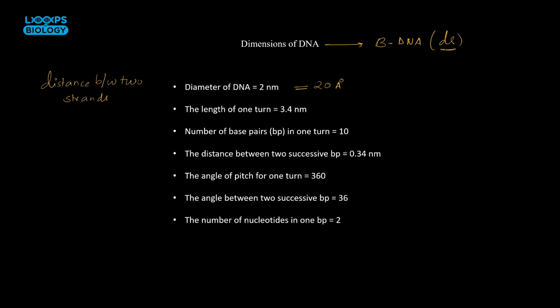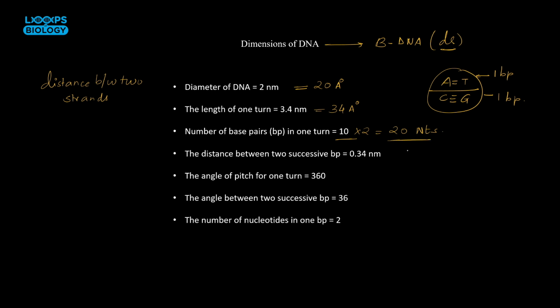Alright. The length of 1 turn of DNA is 3.4 nanometer, which is also 34 angstrom unit. In that particular 1 turn, you are going to see 10 base pairs. Now, what is a base pair? That is adenine and thymine, cytosine bound with guanine. This is one base pair. This is your one base pair. So base pairs are basically 10. That means the number of nucleotides has to be 20. One base pair has 2 nucleotides. So whenever I am considering 10 base pairs, that means 20 nucleotides are present.